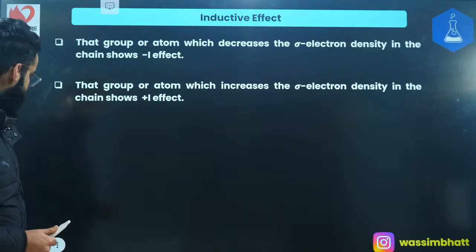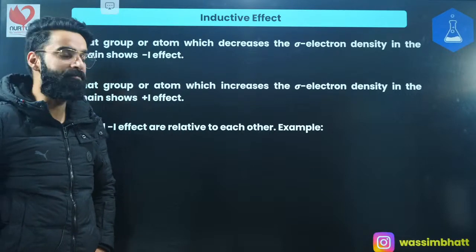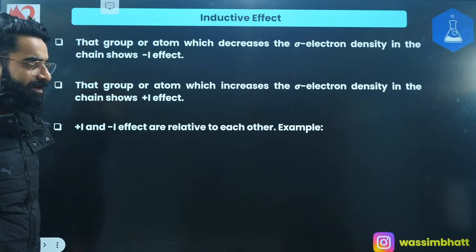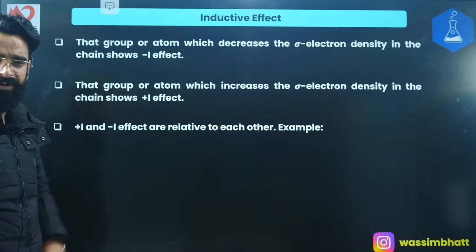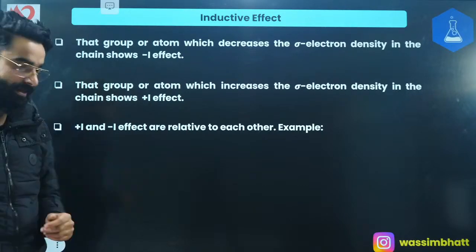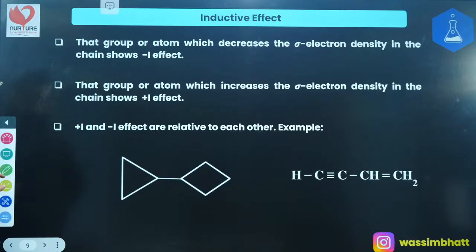Yes? Okay. And at the same time, we say plus I and minus I effects are relative to each other. What does it mean? We say plus I and minus I effects are relative to each other. What it means exactly? Let me make you understand this statement through an example. See guys, have a look.